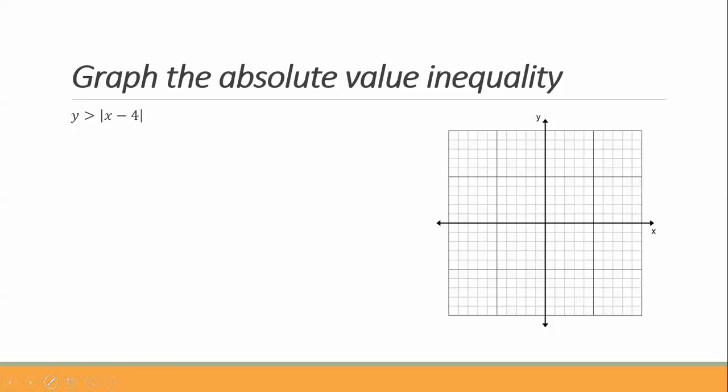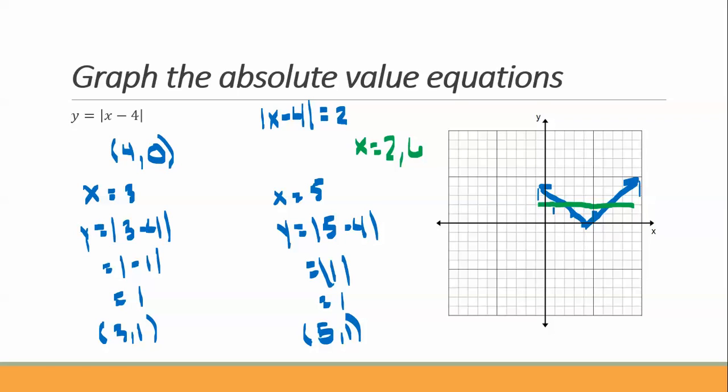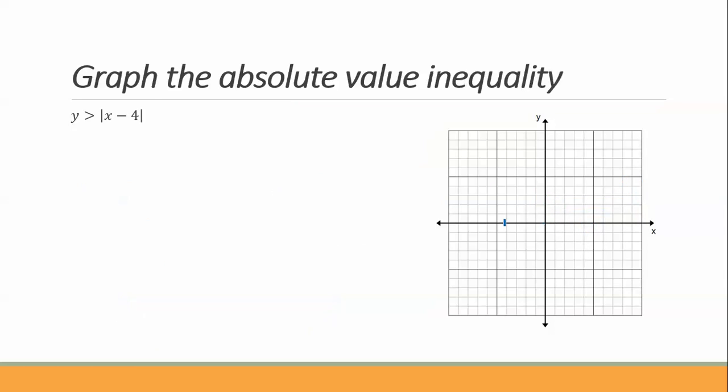So let's look back. We just graphed y equals the absolute value of x minus 4. That was this graph. Here was our first point, here was our second, here was our third. And now, this is a strict inequality, so we're going to use a dotted line. And then we have to figure out where to shade. So again, let's try our 0, 0 point.